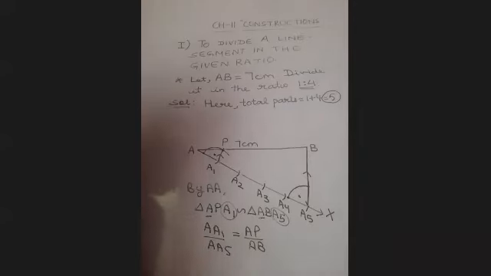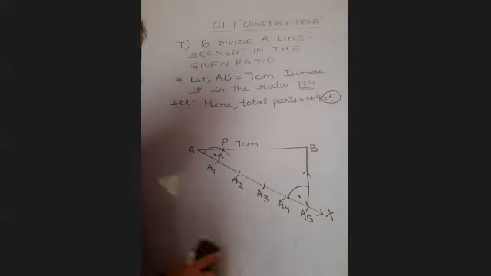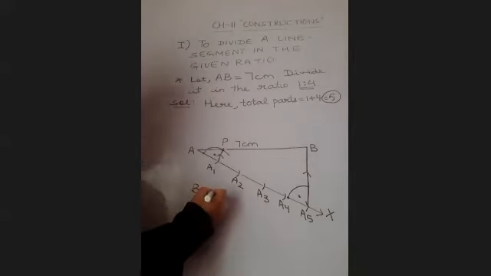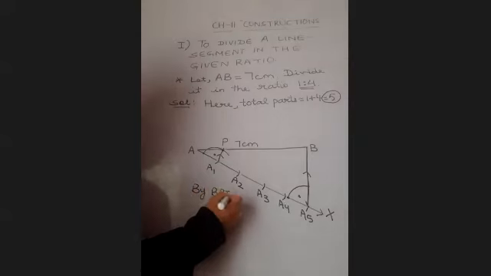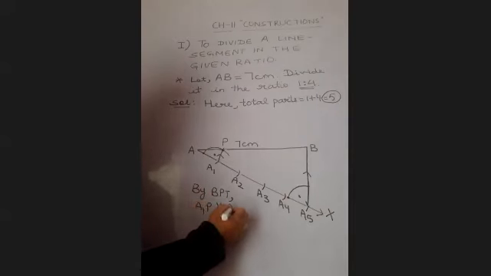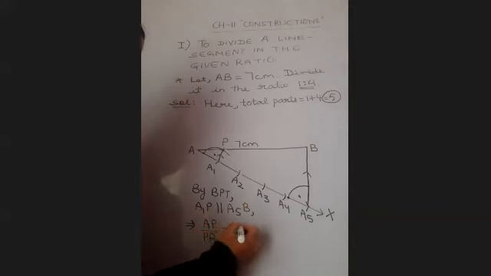Or let us forget this similarity. Let us simply go for BPT. What does BPT say? If two lines are parallel, by BPT, if a line is parallel to one side of a triangle and divides the other two sides, then the ratio of their sides is equal. So AP upon PB is equal to AA1 upon A1A5.